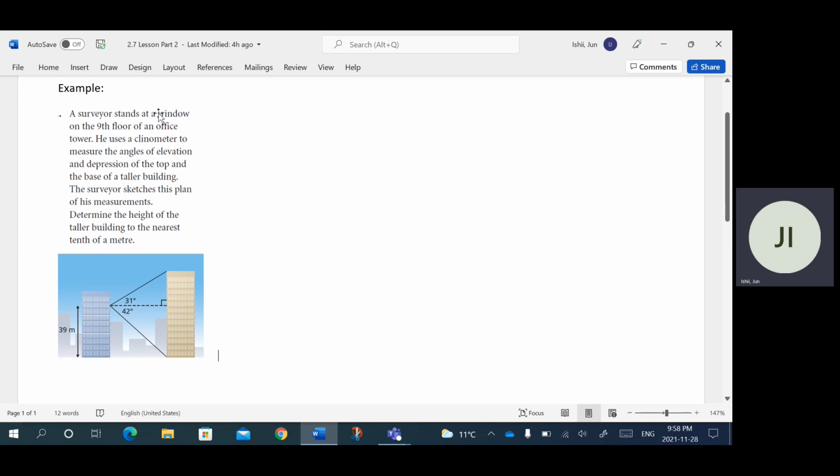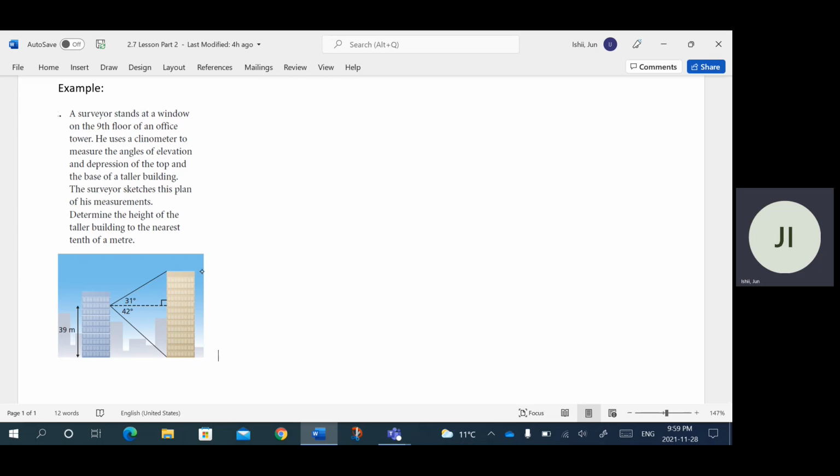A surveyor stands at a window on the ninth floor of an office tower. He uses a clinometer. A clinometer is basically a device that allows you to measure the angle that you're looking at, to measure the angles of elevation and depression of the top and the base of a taller building. The surveyor sketches this plan of his measurements to determine the height of the taller building to the nearest tenth of a meter.